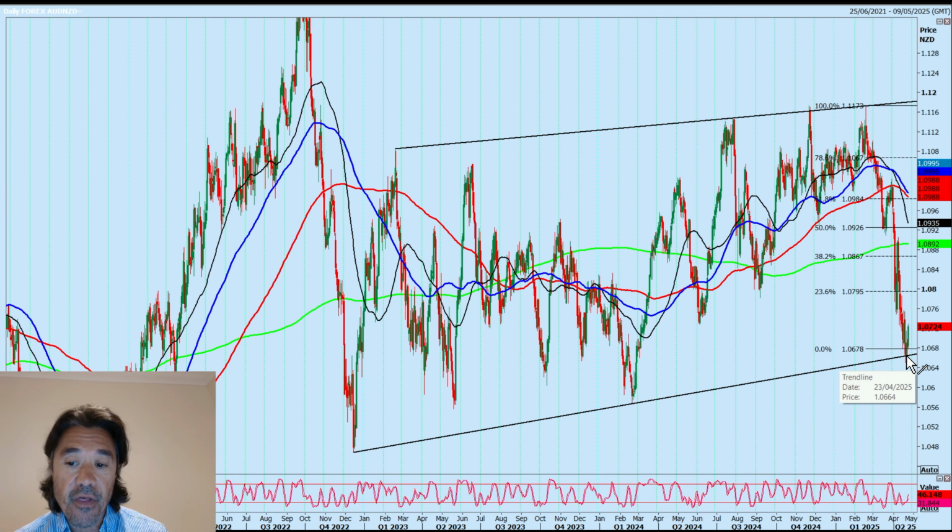Okay, we're only testing it for the 3rd time, but the trend line has been in existence for over a year now. Actually, it's been in existence since the end of 2022, and we're now at the beginning of 2025. So this trend line is over 2 years old. And again, it has held to the downside.